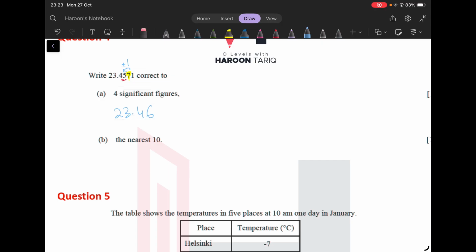This is the answer. Next, write this correct to the nearest 10. So I'll write it in multiples of 10. So for example, 10, 20, 30, 40. So we have 23. Is it closer to 20 or 30? 23 is closer to 20, right? So 20 should be the answer.